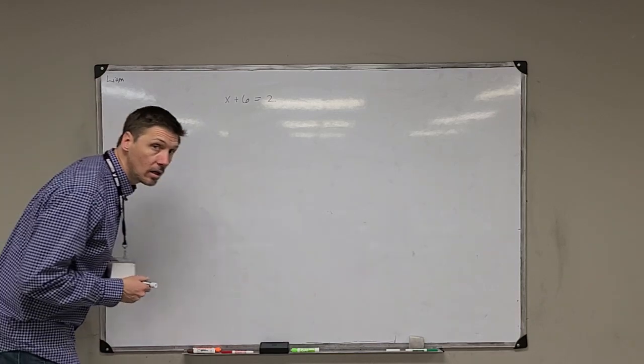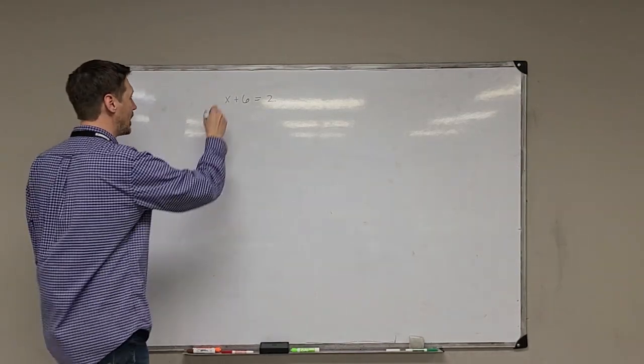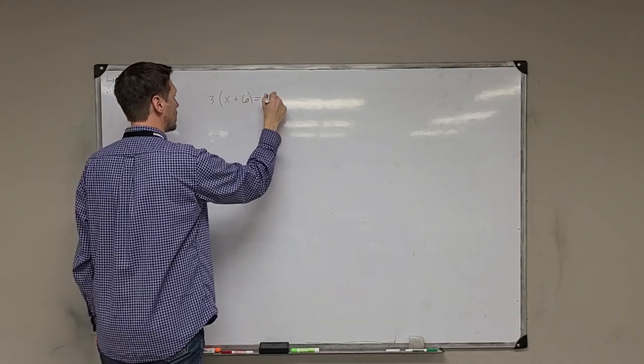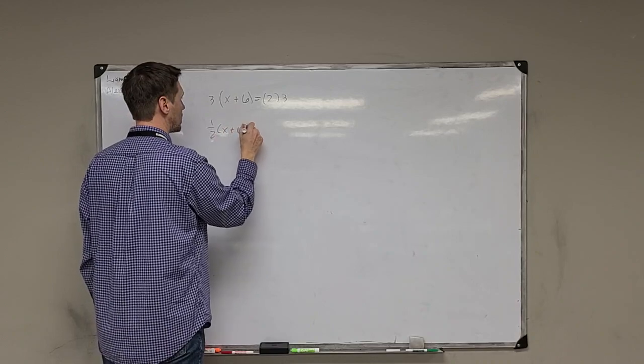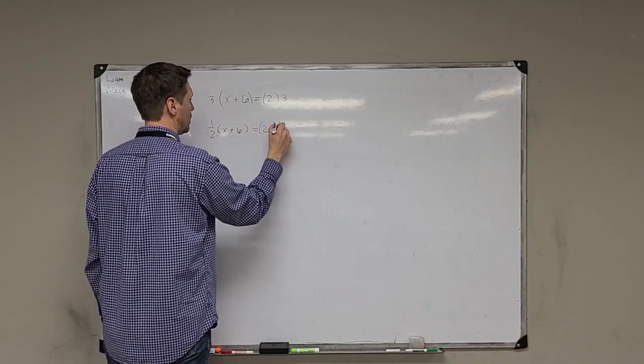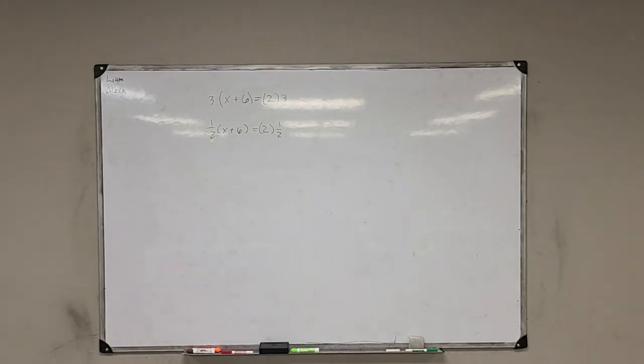As long as you do it to the other side. As long as I do it to the other side, right? I can multiply this by 3, as long as I multiply the other side by 3. I can multiply it by 1/2, as long as I multiply the other side by 1/2. Any number that I multiply by on one side, I have to do the same thing on the other side.